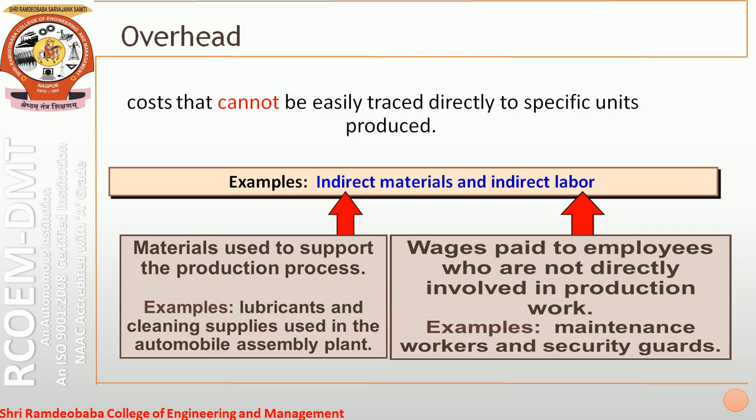What are overheads? Costs that cannot be easily traced directly to specific units produced are overheads. They are also called indirect. So examples are indirect material and indirect labor. So when we talk in terms of indirect materials, these are used to support the production process. Example, lubricants, cleaning supplies used in the automobile assembly plant. Wages paid to employees who are not directly involved in production work come under indirect labor. Example is maintenance workers, security guards, etc.